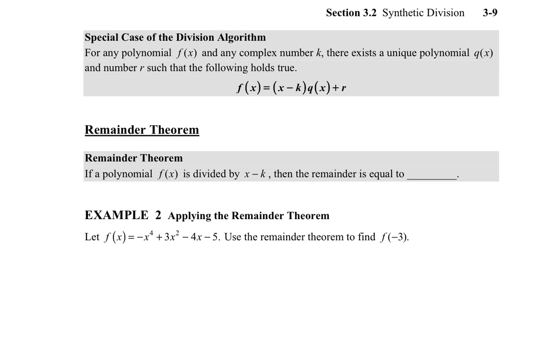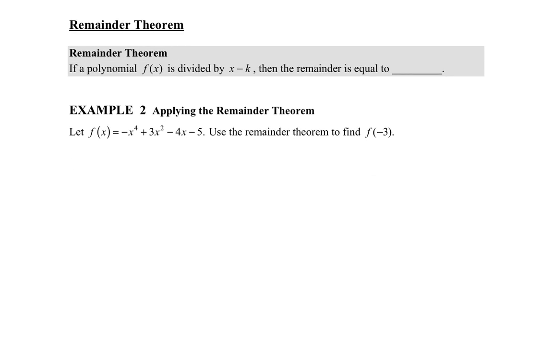Now, if there's a special case, so for any polynomial f of x and any complex number k, there exists a unique polynomial q of x and number r such that the following holds. So we had our x minus k, which would be that x plus 2, the function we got, and then we had our remainder. So the remainder theorem says if a function is divided by x minus k, the remainder will be equal to f of k.